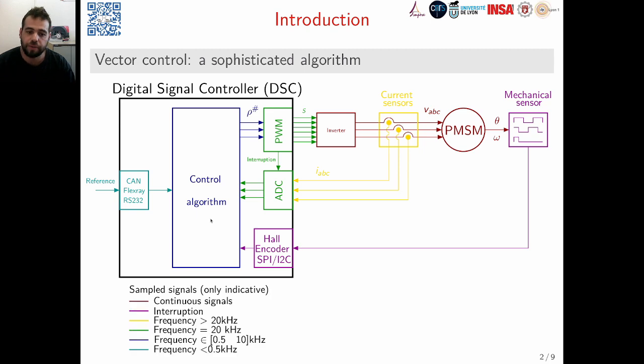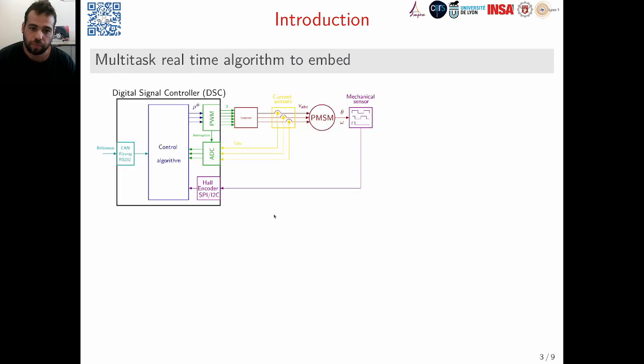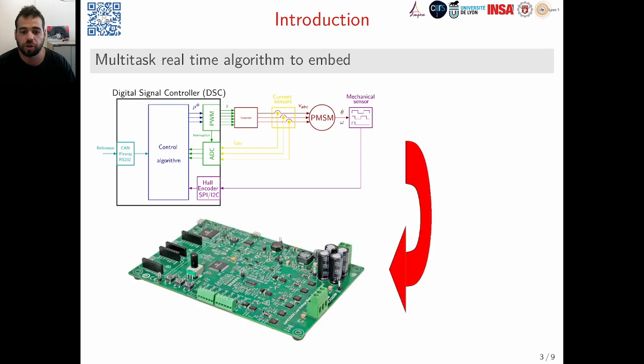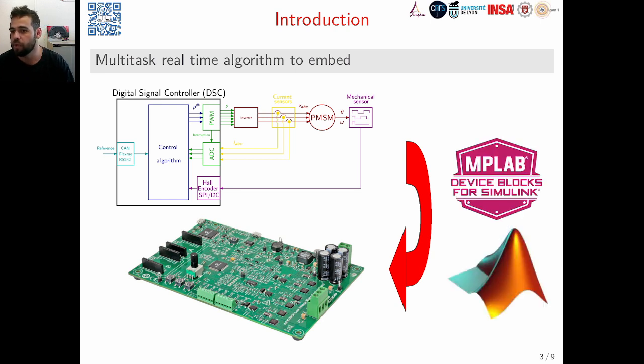As we can see in this figure, we have different colors representing the sampling frequency of the signals. The control strategy is thus a multitask control strategy to be embedded in a microcontroller. Thus, the problem is to know how to implement this sophisticated algorithm in an industrial microcontroller. For this purpose, we will use rapid control prototyping using MPLAB Device Blocks for Simulink and MATLAB.